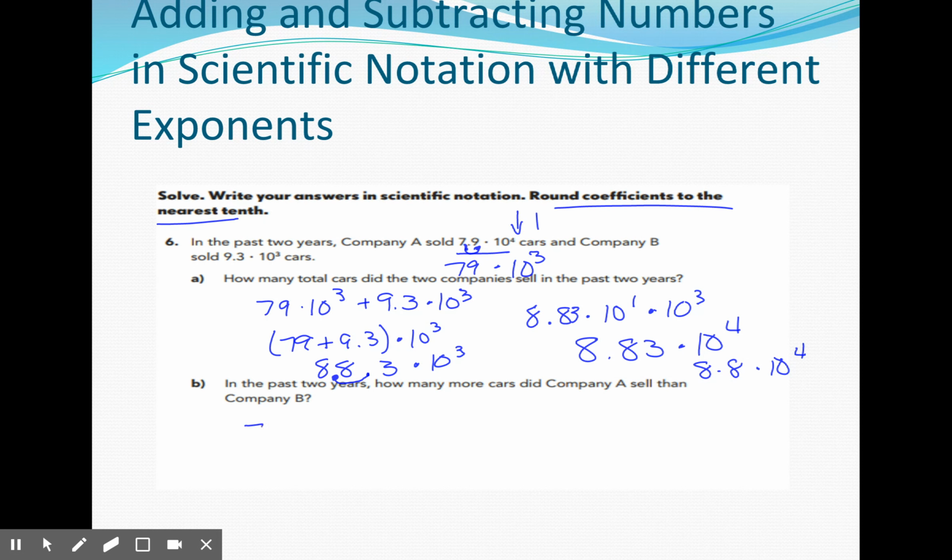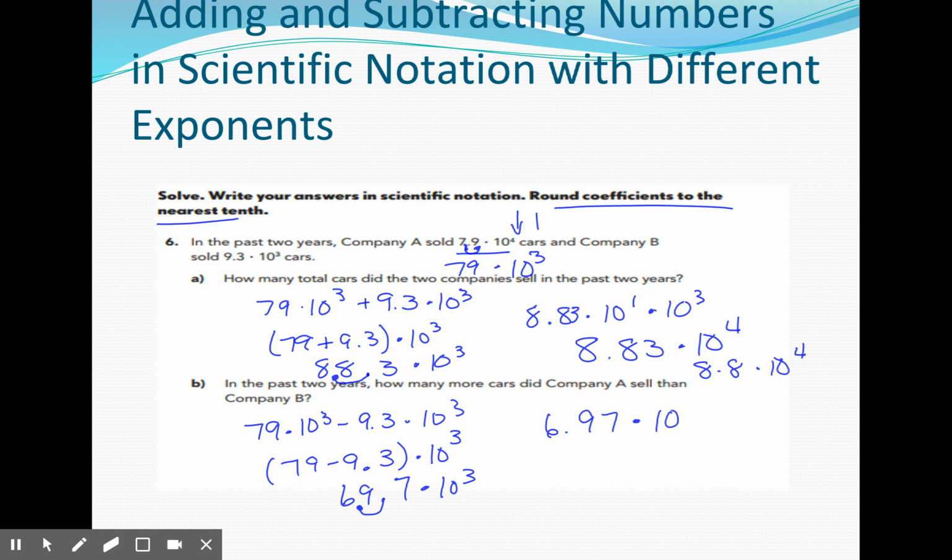So now I'm going to subtract 79 times 10 to the third minus 9.3 times 10 to the third. So 79 minus 9.3, times 10 to the third, would simply equal 69.7 times 10 to the third. I'd move my decimal again, one space to the right, and I get 6.97 times 10 to the first times 10 to the third power.